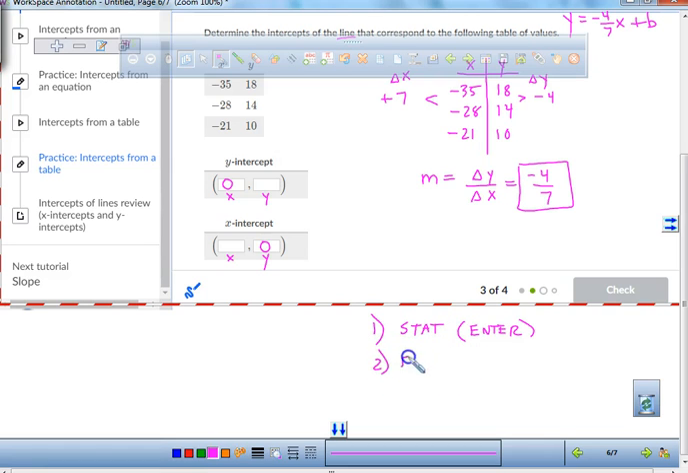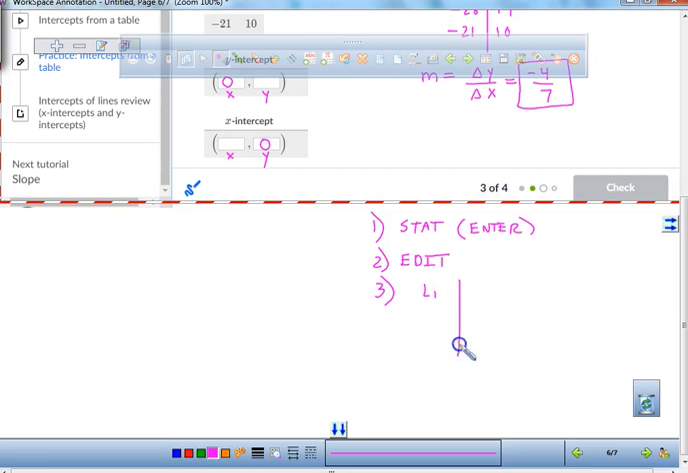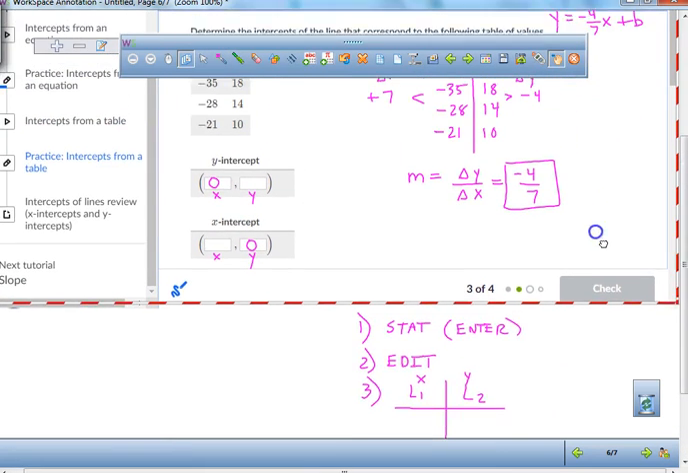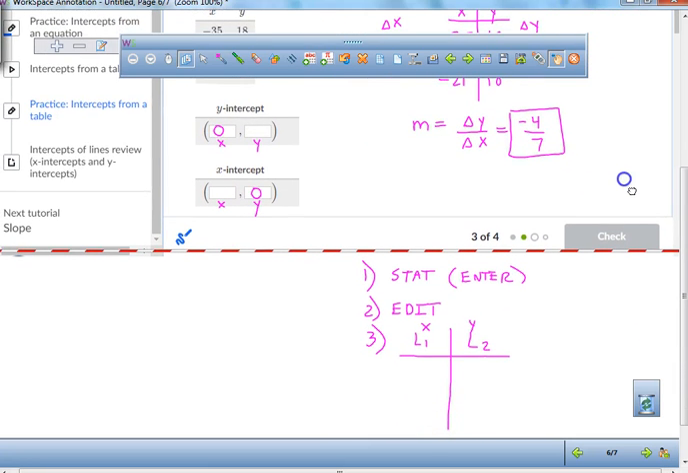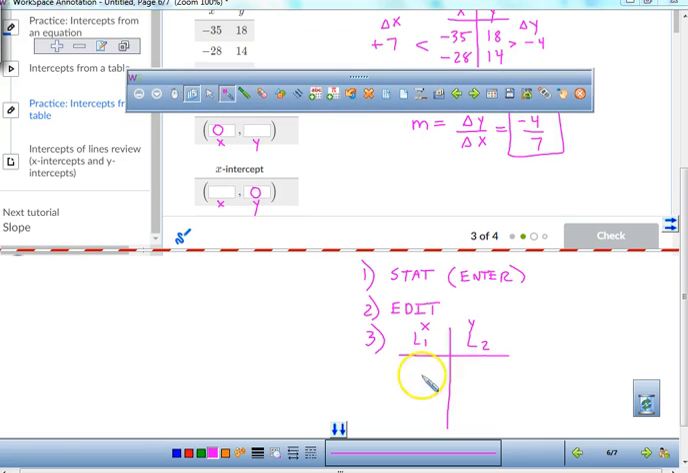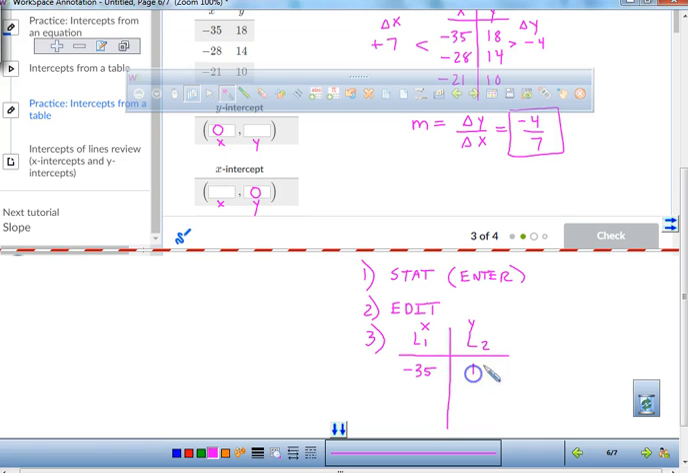Number 2: when you press enter, it's gone to the edit screen. When you go to the edit screen, you're going to have an L1 column and an L2 column. Basically, this means list 1, this means list 2. L1 represents your x values, L2 represents your y values. What numbers are you plugging in? Negative 35 and 18, and negative 28 and 14. That's what you're going to plug into your L1 and your L2.